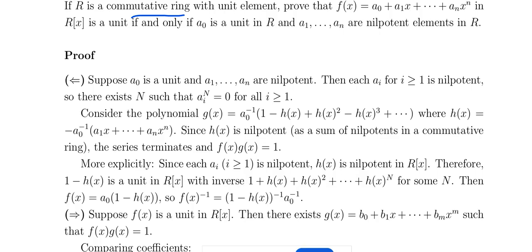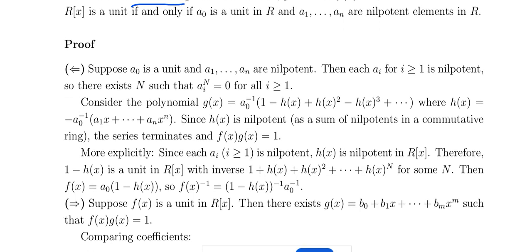So what do we mean by a nilpotent element? An element such that some positive integer power of it is equal to 0. So first of all a naught is a unit, and a1, a2, up to an are nilpotent. Then I will try to prove that f of x with coefficients a0, a1, up to an is a unit in R of x. So a0 is a unit.